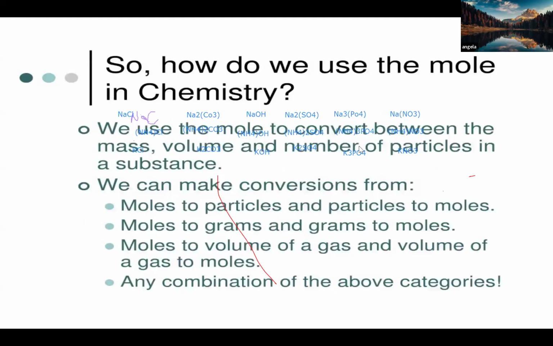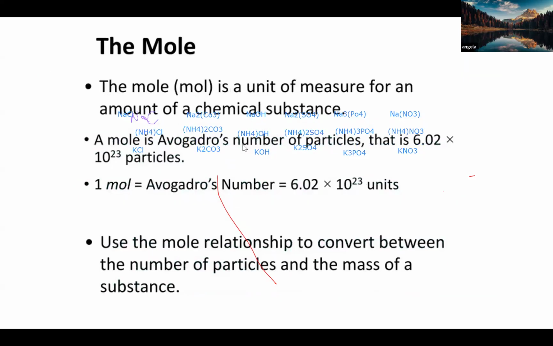Okay, so moles. We use moles to convert between mass, volume, and the number of particles in a substance. So we make the conversion from moles to particles and then particles to moles. One goes to another and it can go back and forth, any combination of the above categories. A mole is the unit of measure of the chemical. A mole is Avogadro's number, another number that we get to memorize, 6.02 times 10 to the 23rd particles.